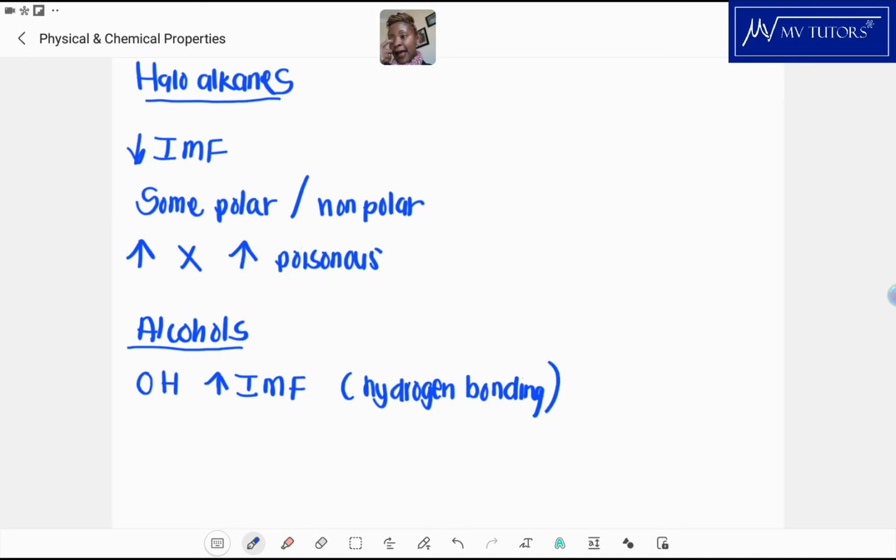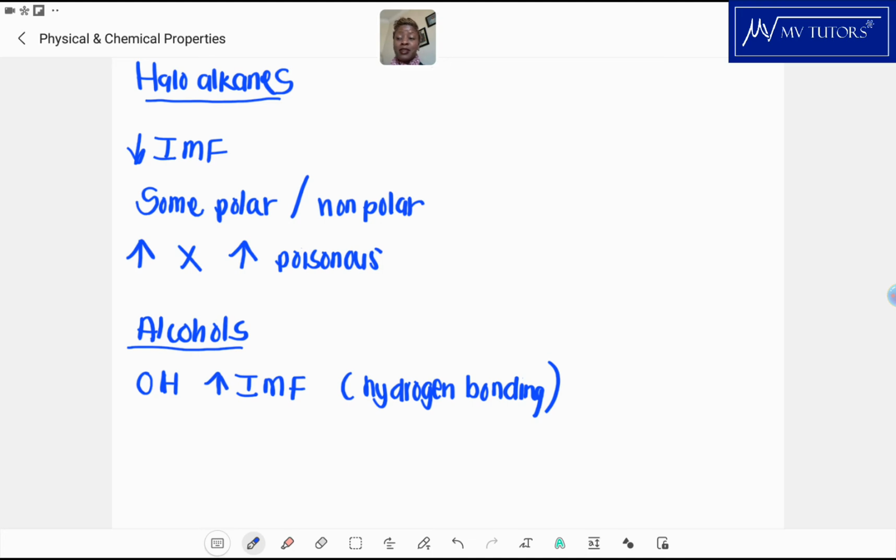Okay, and with your alcohols, they're mainly in liquid form. Actually, ethanol is the one that is responsible for making beer, your alcoholic beverages. Let me just put it that way. That is your ethanol, okay? But your methanol, that one is poisonous, so don't go ahead and drink it.